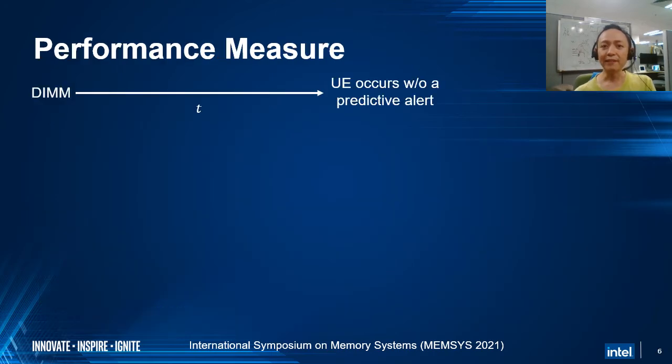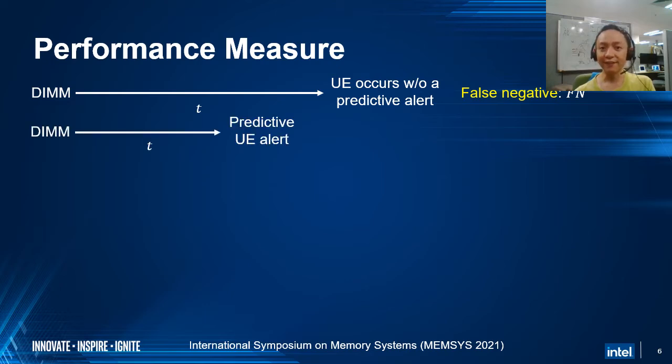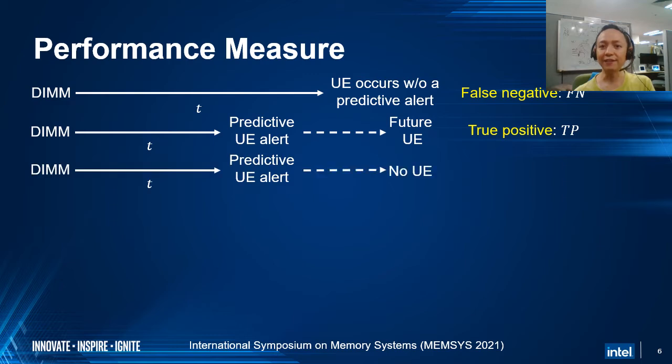To measure the performance, we replay the error data for a predictor to run online UE prediction. If a UE occurs without a predictive alert generated from the predictor, it becomes a false negative. If the predictor generates a predictive alert at the time, we look for future UEs. If a future UE is found, it becomes a true positive. If there are no future UEs, it becomes a false positive.